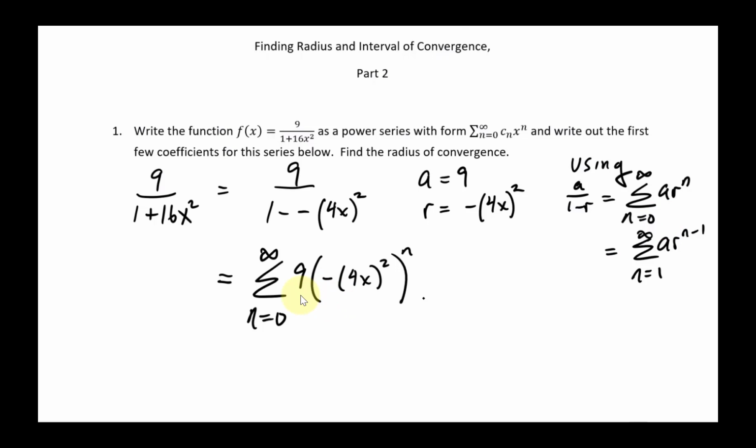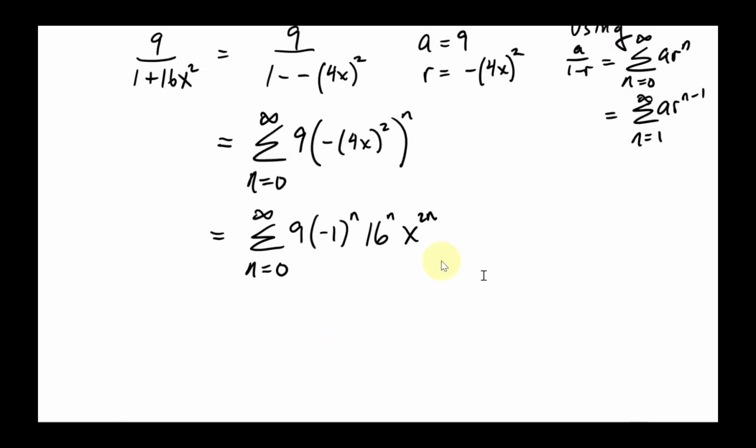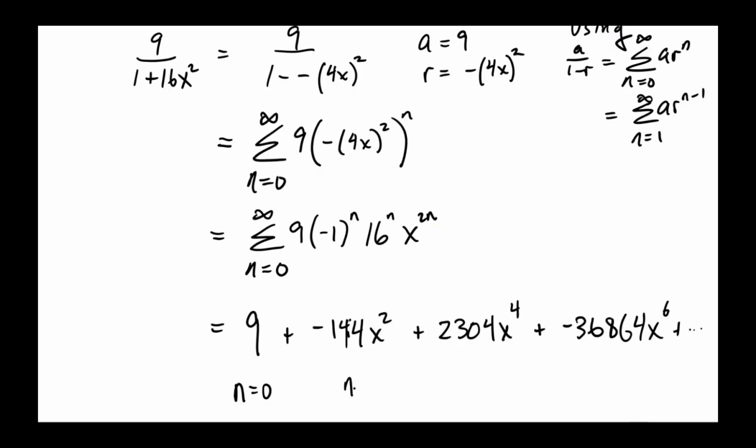So here's the a and here's the r, and now I'm going to simplify this. So I really have negative 1 to the power n, and this is 4 squared, so that's 16 to the power n, and then x to the power 2n. So this is really it as an infinite series, but because of the way the question was stated, it'll be useful to write out a few terms. So here's n equals 0, n equals 1, plugging in 2, and plugging in 3.